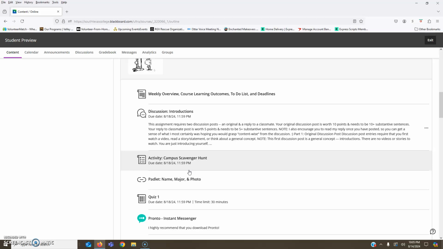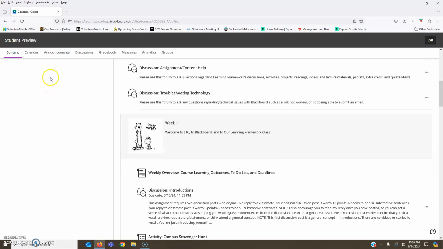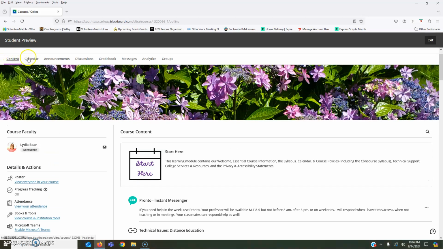Okay, now let's move on to the course. Remember, we said we're going to go up to the top and we're going to look at the course menu. So these are just some helpful links. The calendar will organize all of your due dates, right? So you'll have all your due dates telling you when, for example, your discussions are due, when your quizzes are due, when your activities are due.